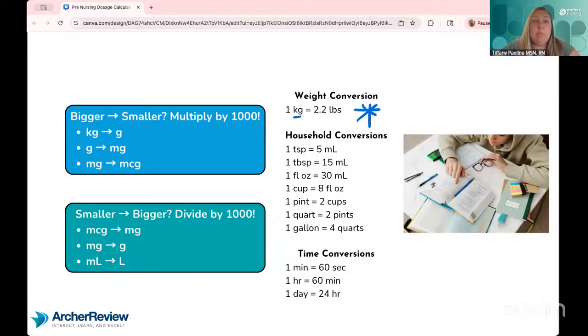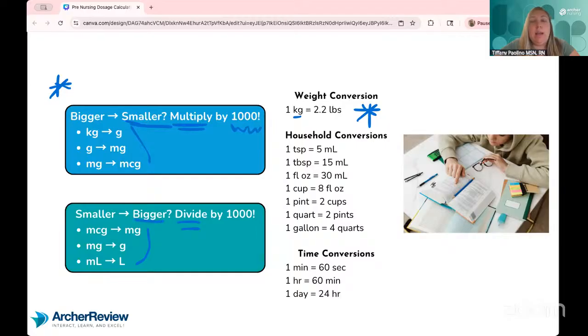But I want you to remember this simple rule. We did mention it in a previous slide. If you're going from bigger to smaller, you're multiplying, right? If you're going from smaller to bigger, you're dividing. And 1,000 is kind of that magic number. This is what I mean when I'm going from kilograms to grams, grams to milligrams, milligrams to micrograms. Everything on this side is smaller, so we'd have to multiply. If we're going to go in the opposite direction, everything here on this side, milligrams, grams, and liters, is bigger.